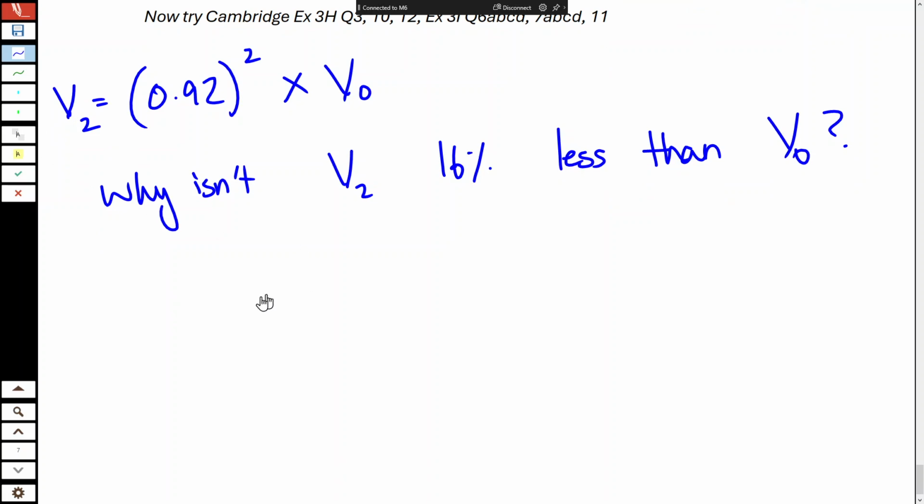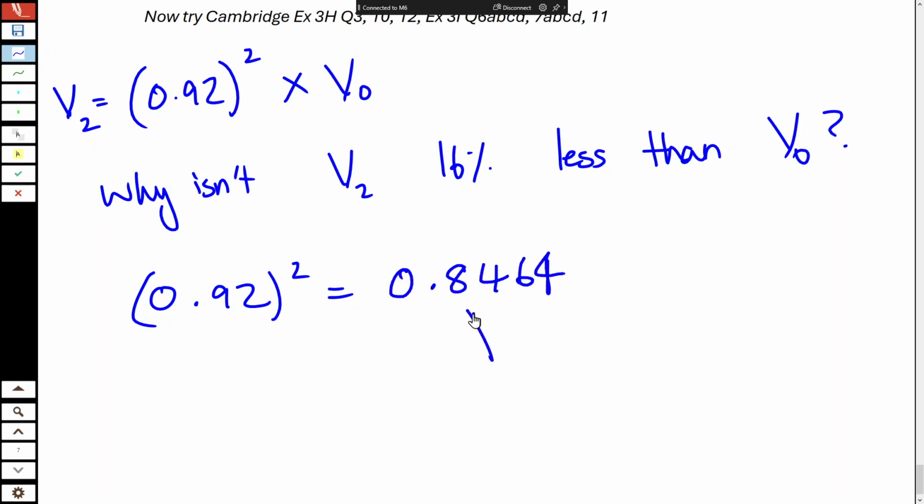Okay, what I want you to do is do 0.92 squared. Evaluate that for me. So if it's a 16% decrease, I should get 0.84, but you won't get 0.84. You get 0.846. It's slightly more. So this is a 15.36% decrease.